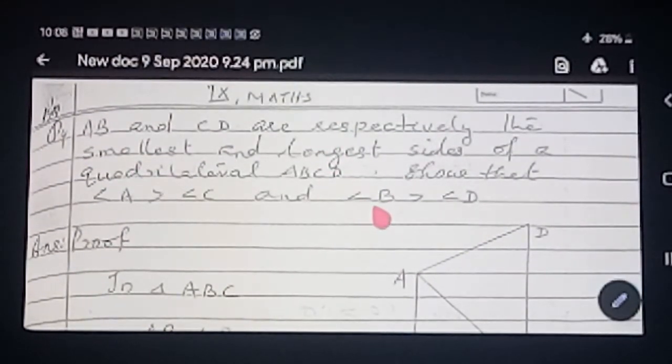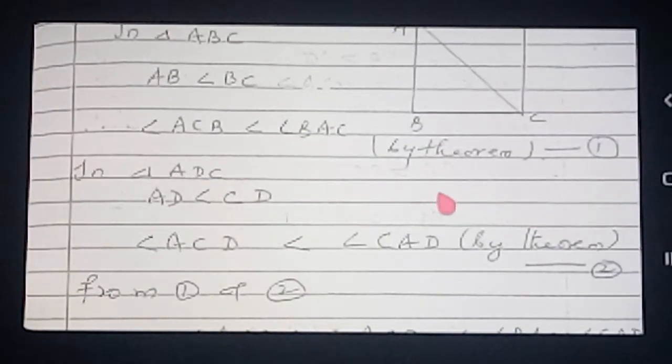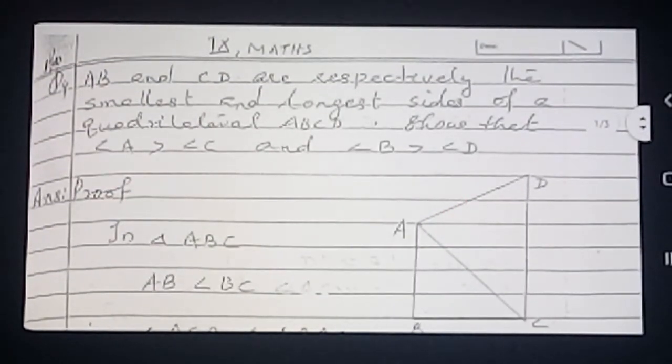What is asked in the question? Angle B is greater than angle D. That only we proved. Okay, students? Go through the sums once more. All of you go through the sums.